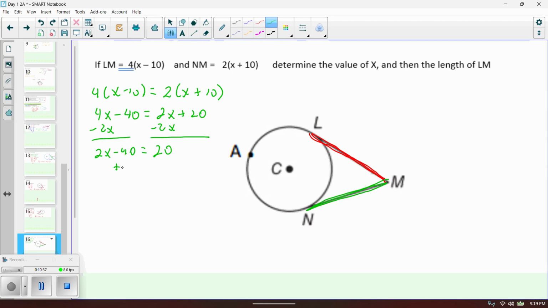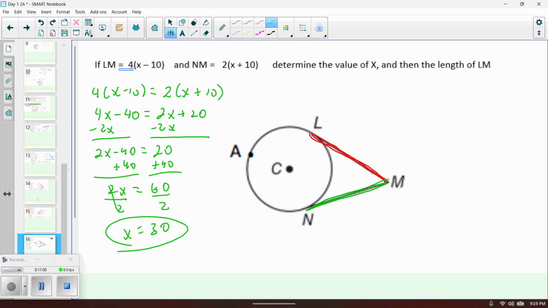Let's go ahead and add the 40 to both sides to get rid of it. So that'll be 2x equals 60. And then we will divide both sides by 2. So x will equal 30. And that's all it was asking us to find, was the value of x. So we are done. Obviously, we could plug it back in to find the length of each side, but that's not what it asked.